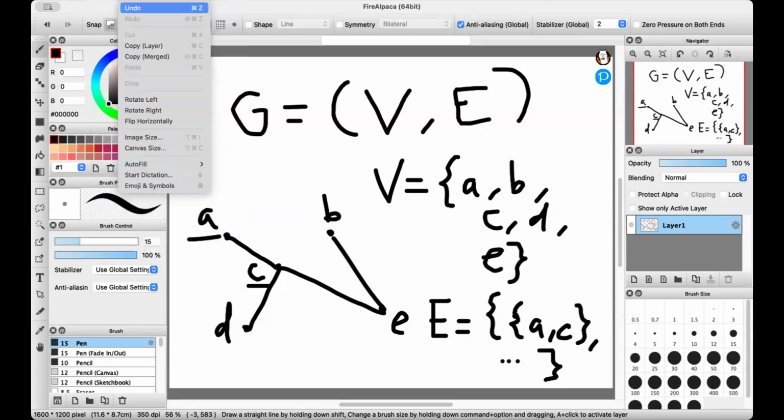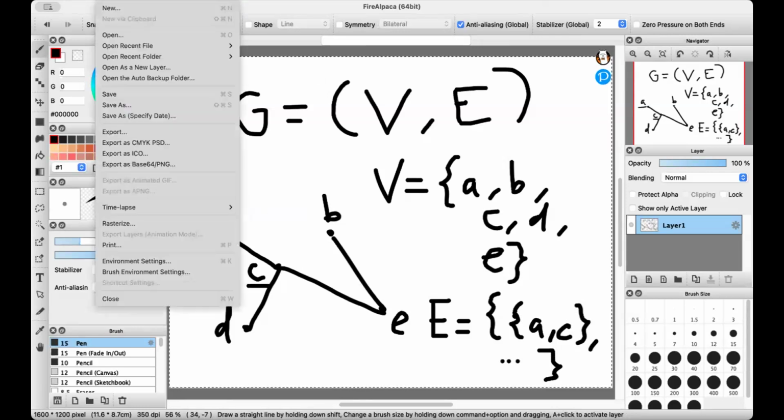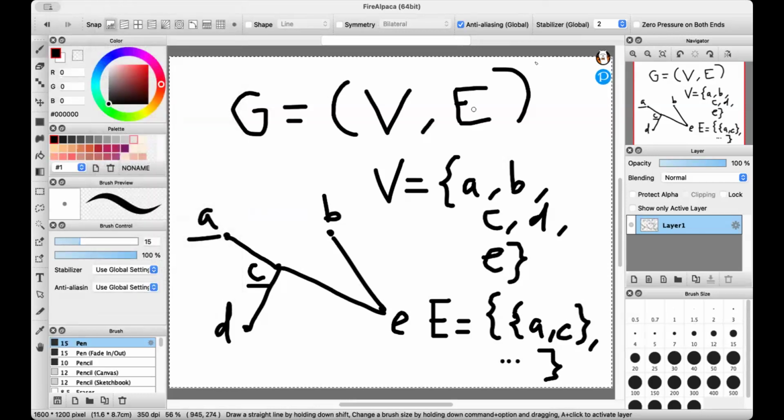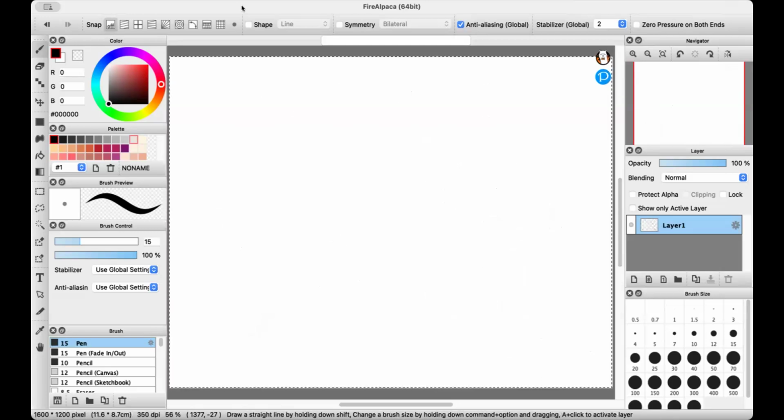How do I clear this? Okay, I think I'll have to use this program.